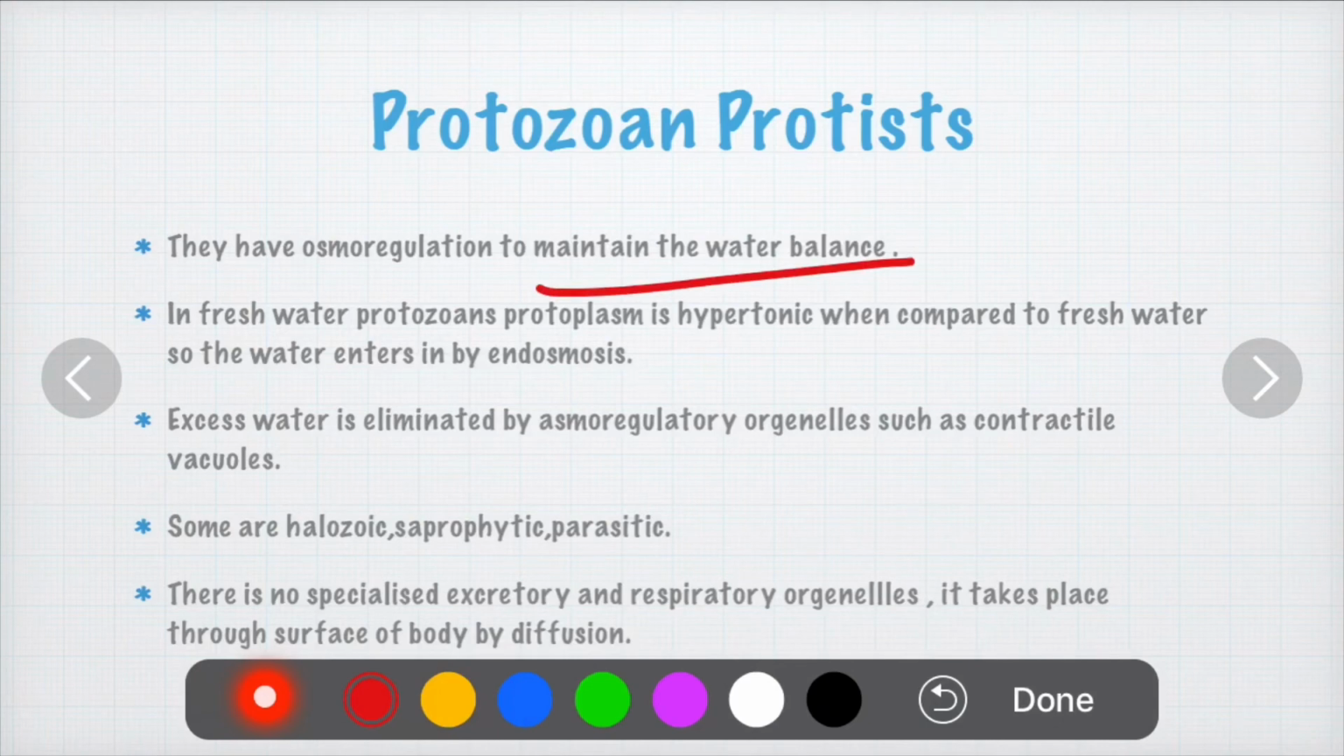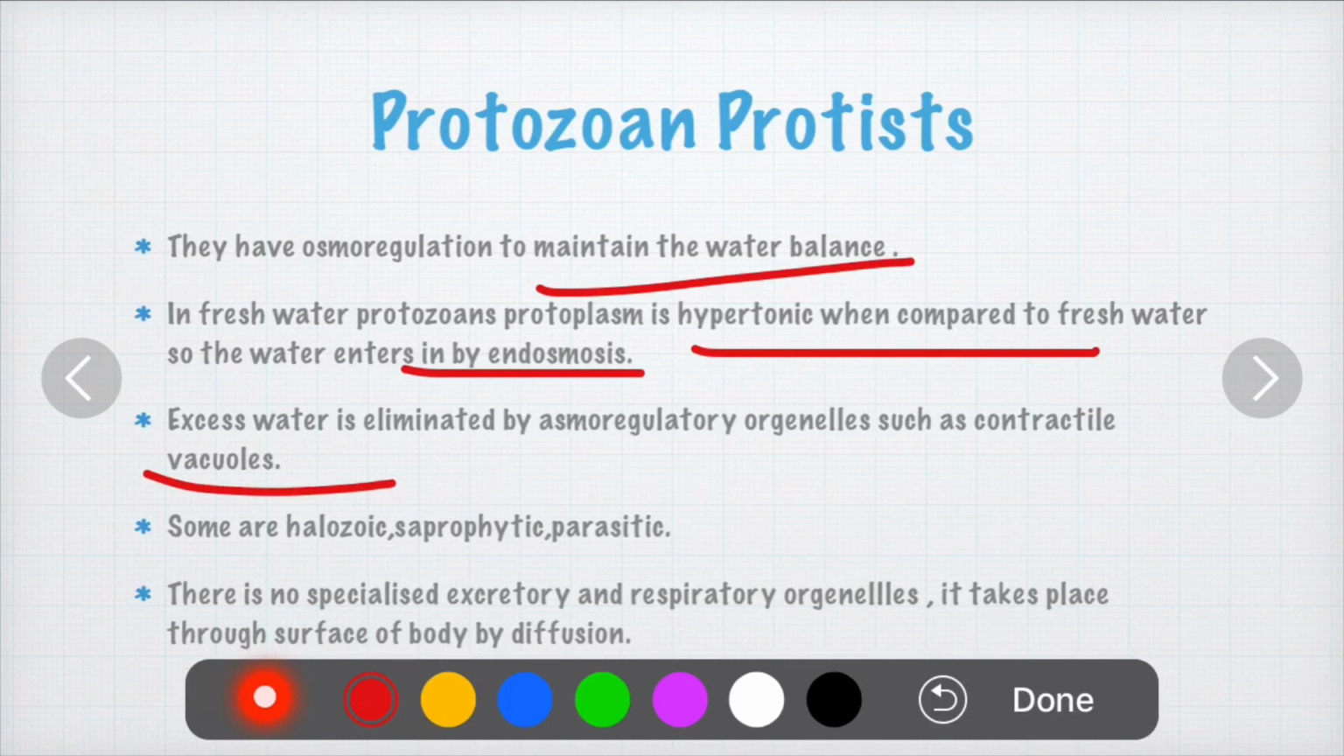So in the fresh water, the protozoan's protoplasm is hypotonic when compared to the fresh water. So the water enters in by the endosmosis. So this is what happens when the protozoans are hypotonic and they are present in the marine water. The excess water is eliminated by the osmoregulatory organelles such as the contractile vacuoles. These are, as I said before. So this is how exactly the osmoregulation takes place in protozoans.